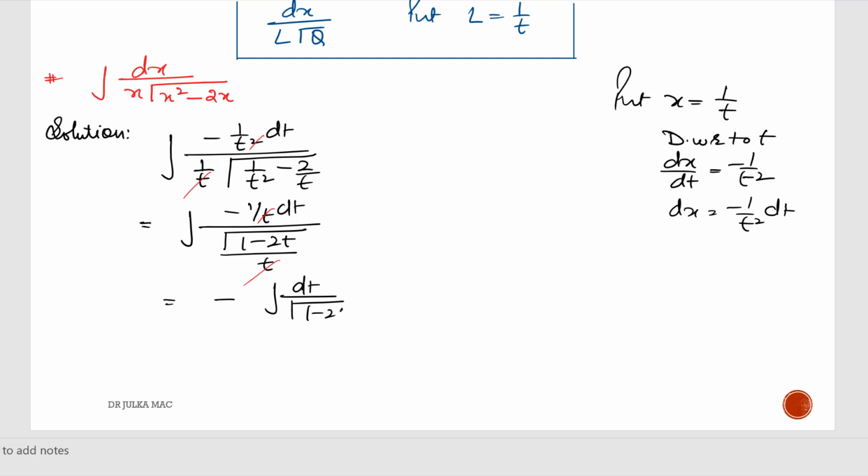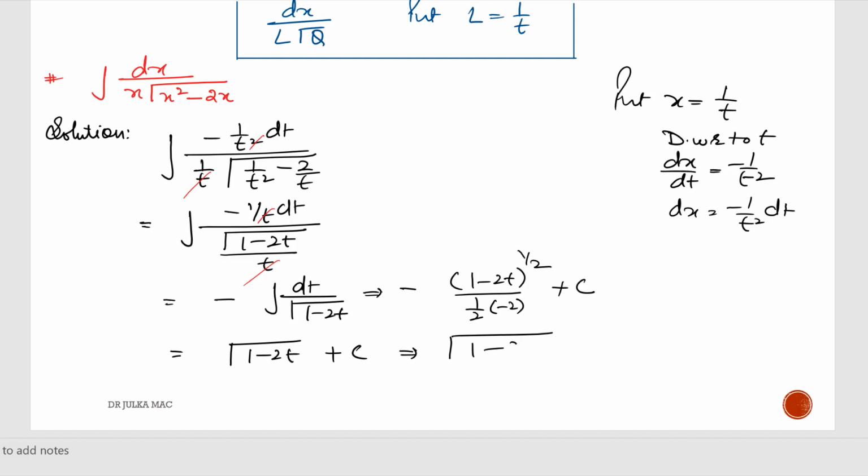Now we'll integrate dt upon the root of 1 minus 2t. The answer is minus, outside (1 minus 2t) raised to the power 1 by 2, whole divided by 1 by 2 into minus 2. And we will get the answer root of 1 minus 2t plus c, where t is 1 by x. So after simplification we will get root of (x minus 2) upon x plus c.